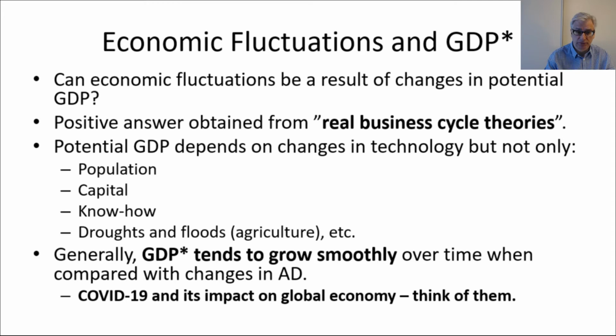Economic fluctuations. The idea that the economy develops not in a stable way, but sometimes it develops faster and sometimes more slowly. Could that be a result of changes in potential gross domestic product? Well, if you think of the determinants of potential GDP, first of all, what we can produce is based on resources that we have at our disposal, be it population, capital, technology, know-how, and this is what allows us to say what potential GDP would be, or how big it could be.